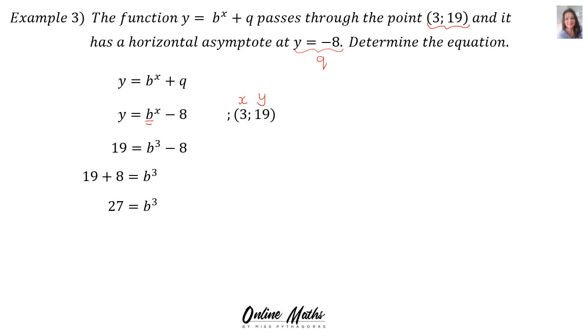And then in this step, to find b, you can simply take the cube root both sides, or what I did was I prime factorized 27, that's 3 cubed, and then divide away the exponent 3. But it's exactly the same as finding the cube root. So therefore, b's value is 3. And then the equation there, y is 3 to the x minus 8.